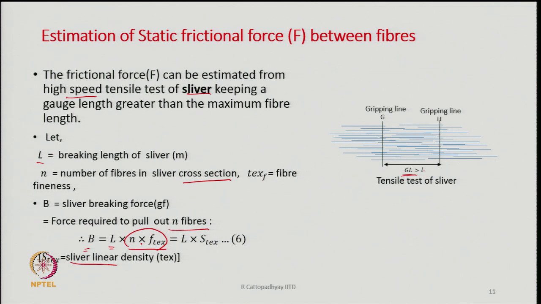Number of fibers in the cross section multiplied by the average tex value of this fiber will give you the sliver linear density. So, that multiplied by L, the breaking length of sliver, will give you the breaking force of the sliver. We will get the breaking force of the sliver B.